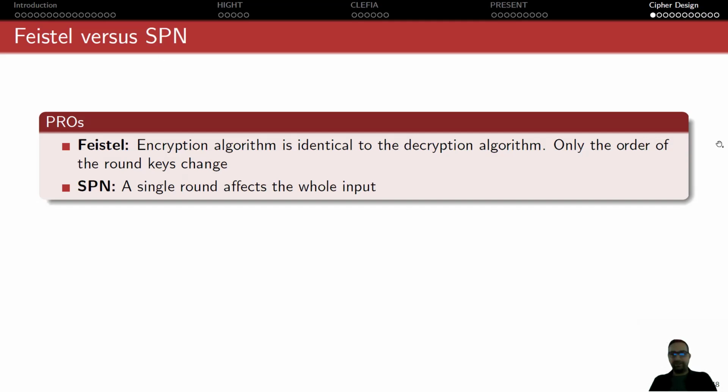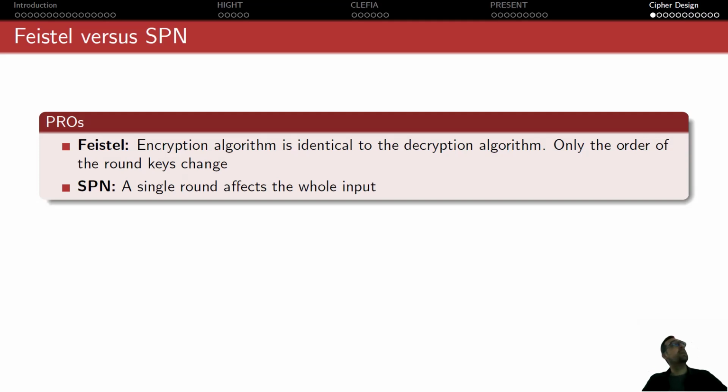So let's look at some basic differences between them. The pros are as follows. In the Feistel, encryption algorithm is identical to the decryption algorithm. Only the order of the round keys change. So this is super nice. On the hardware, you only implement the algorithm. For encryption, you use the round keys in the original order. For decryption, you just reverse the order and you obtain a decryption.